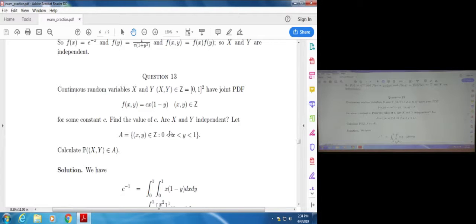So this is the x-axis, and this is the y-axis. This is the point 1, and this is the point 1. This square is the support of the random variables inside the box. We want to find the probability of this set, that x is less than y is less than 1. So this is the line y equals x, and I want x to be less than y. So this is the shaded region, and I'm integrating over this region.